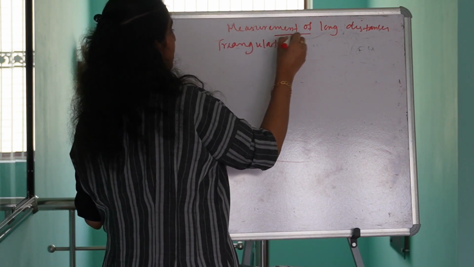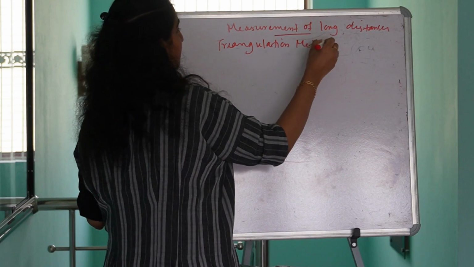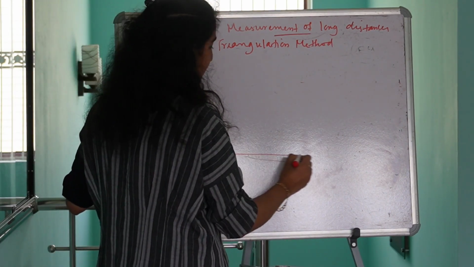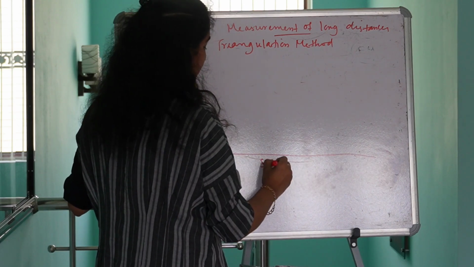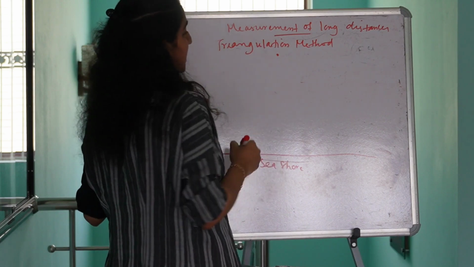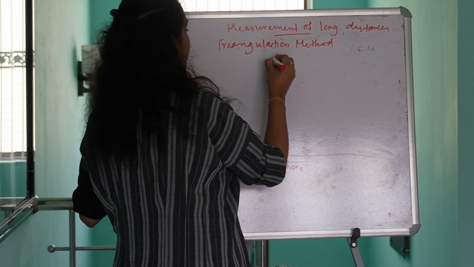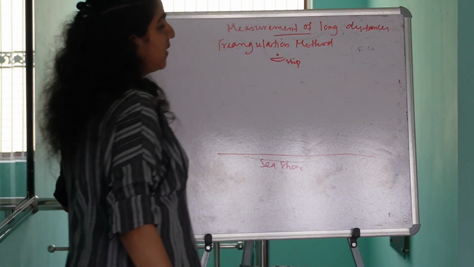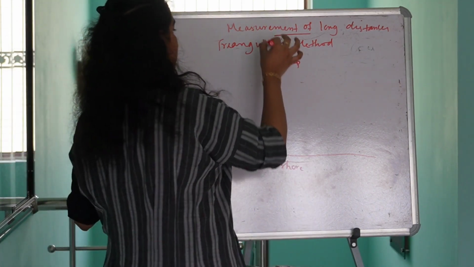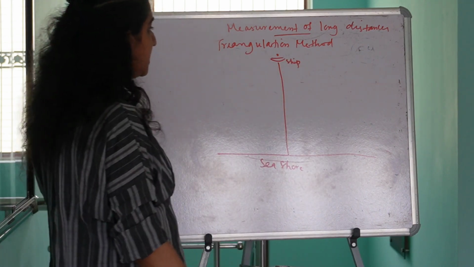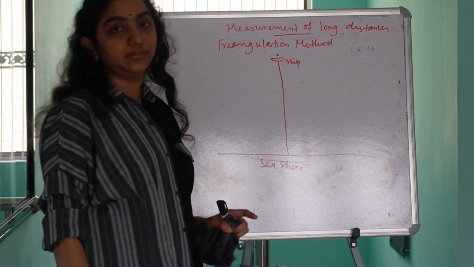So what is triangulation method? Let's try to understand through an example. Suppose this is a seashore. Again, this is a horizon. And there is a ship here in this horizon. This is a ship. And I want to find the distance to the ship from the seashore. I want to calculate, or I want to find the distance to the ship from the seashore.